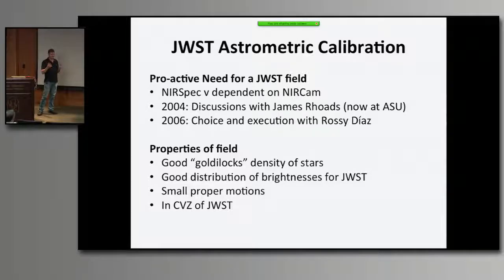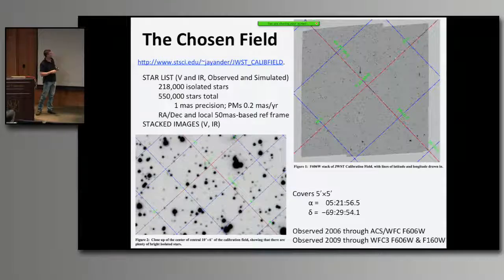With Omega Cen, the stars are moving so fast that the field wouldn't be good for very long unless you calibrate the proper motions as well. And so we picked a field in the CVZ. Also, you wanted it to be in the CVZ of JWST so that no matter when it launches, you'll be able to have access to the field. So we were able to satisfy all those things with a field in the LMC.